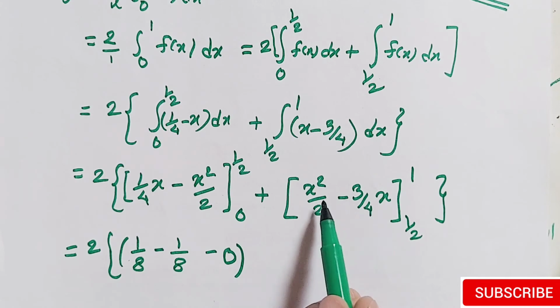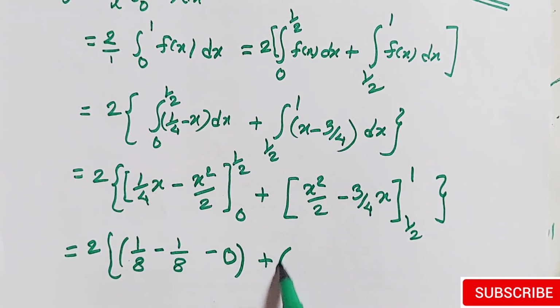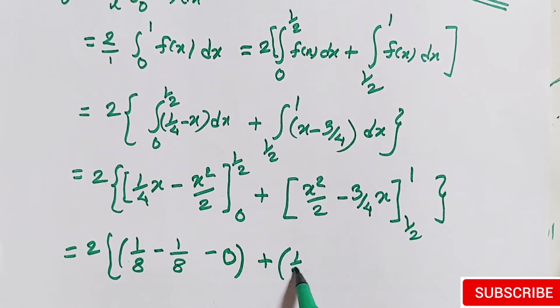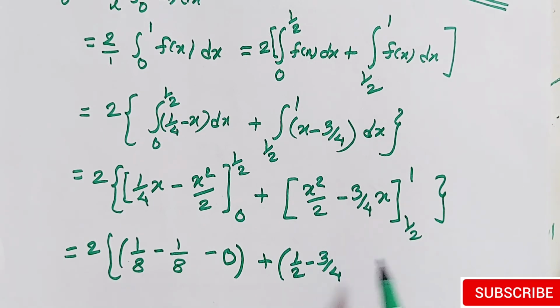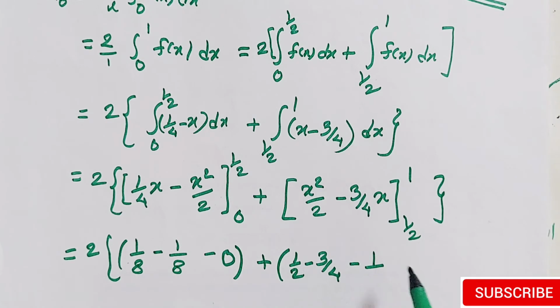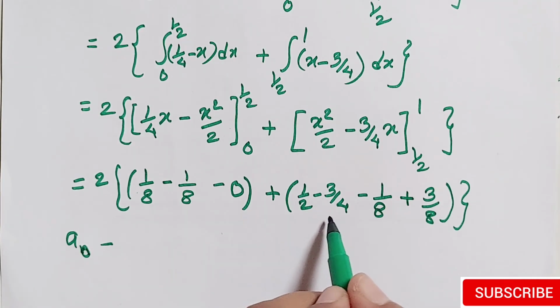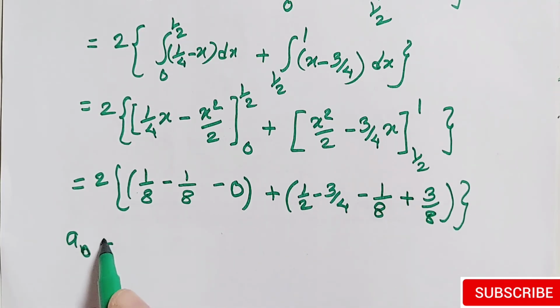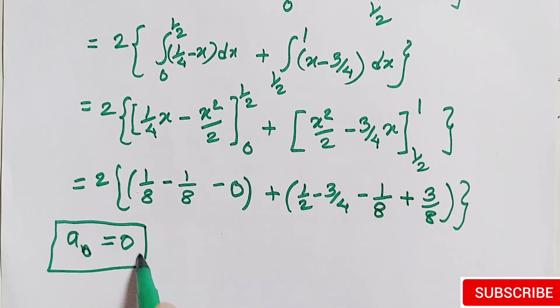Now similarly, here we have to put the upper limit. If we put x equals 1, then 1/2 − 3/4. Minus the lower limit: 1/2 squared divided by 2, so 1/8. Then here x equals 1/2, so minus of the lower limit, that is minus of minus, plus 3/8. If we simplify this term, we get the final answer 0. So here the value of a0 is 0.